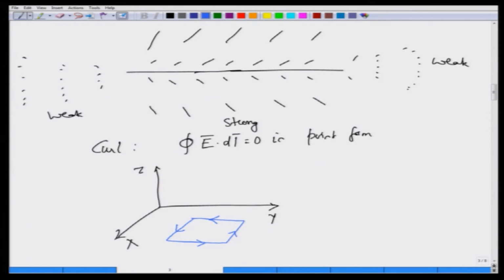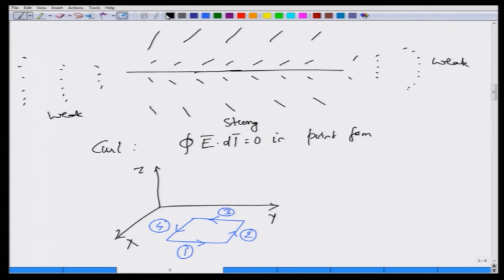So, you go from x to y along this counterclockwise direction, and the corresponding vector would be along the z axis. This is the path that we consider, and we will label this path as, say, path 1, 2, 3 and 4. And we will evaluate this line integral over this path. So, let us get started. How to evaluate the line integral?